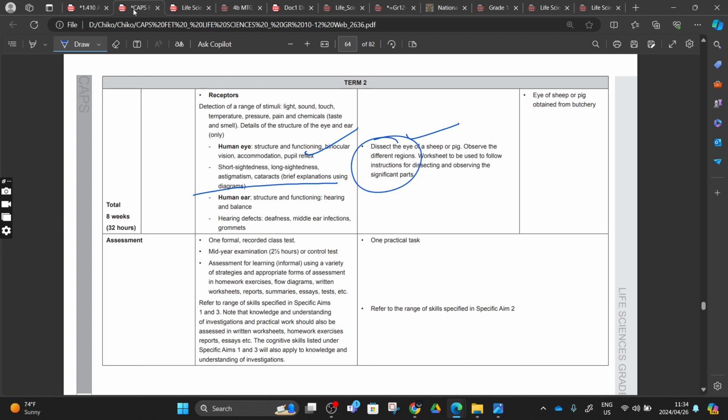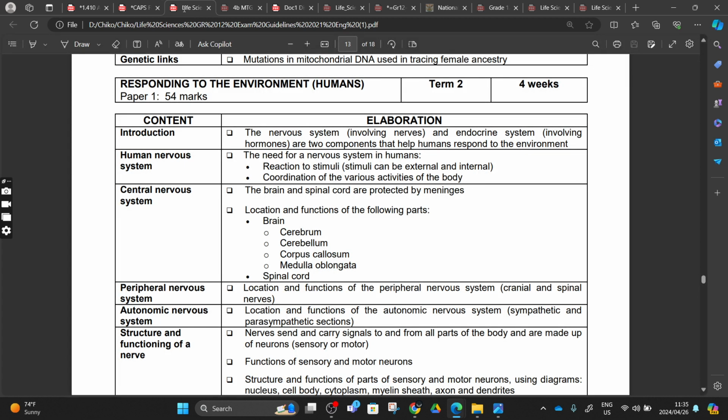But we're supposed to dissect an eye of a sheep or a pig. Where do we find it? We go and buy it. Then, here they want money that we don't have. So we are just going to use our imagination. We did our imagination. We came up with many different types of eyes. If you've missed that, go back and watch, right?